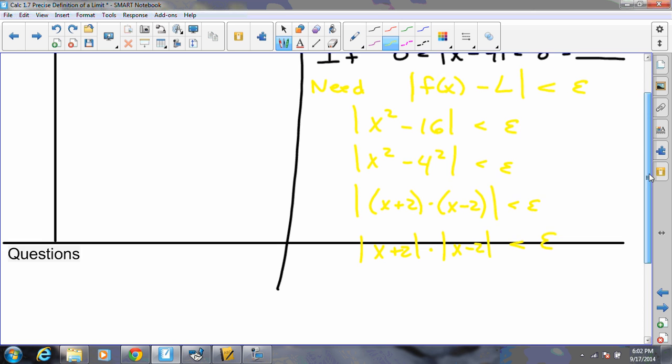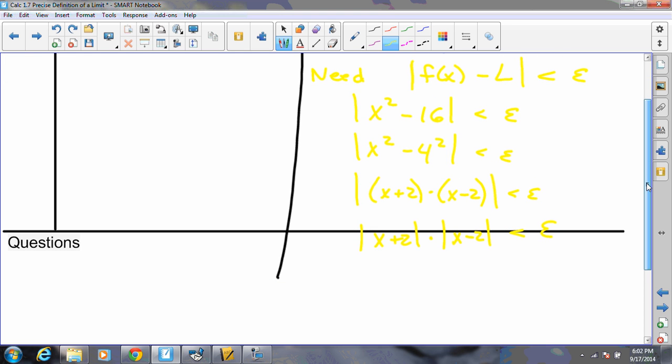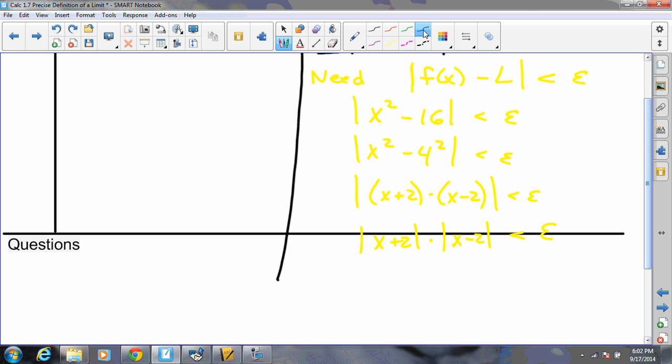Please note, back up at the beginning, why did I get the 2's? I'm sorry, I did something foolish. I looked at this 4 for the 4 squared, and I took the square root of 4 to get these 2's down here. I shouldn't have. I was supposed to take the square root of the 16, and my brain just got dumb for a second.